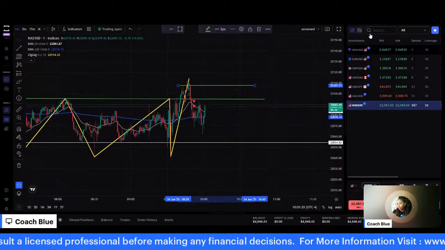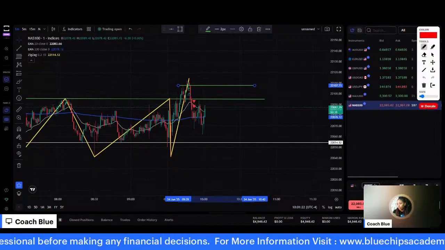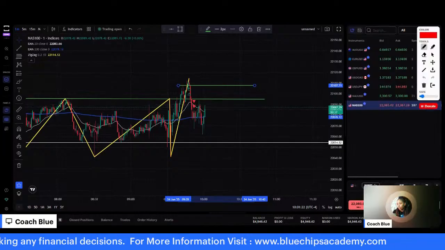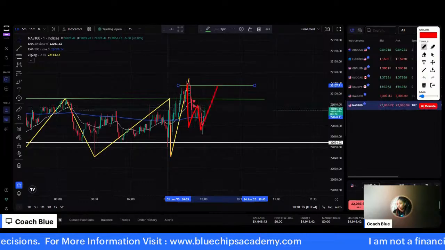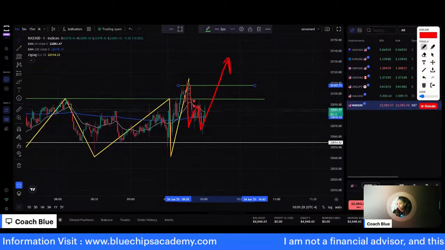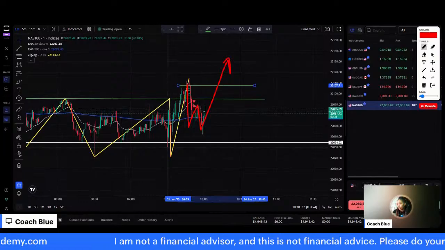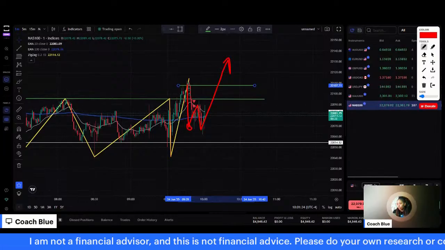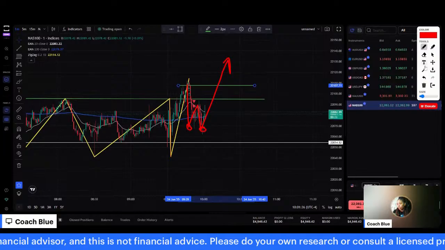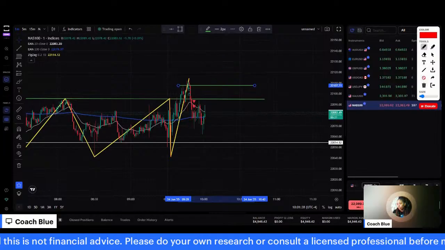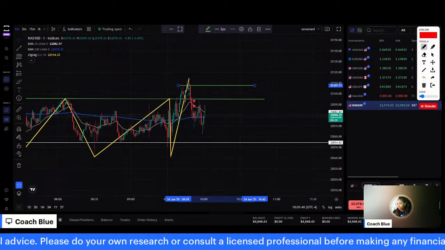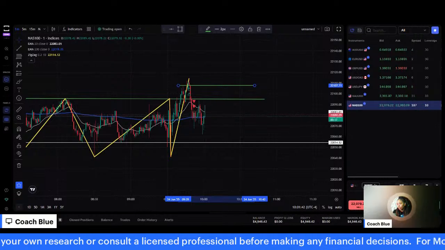I'm also looking at a W pattern. I don't know if you guys see that, but that's one of the things that we teach: down, up, down, and then possibly a leg to the upside. That's called a double bottom, where price finds support twice at the same level. All right, so let's see what we get here.